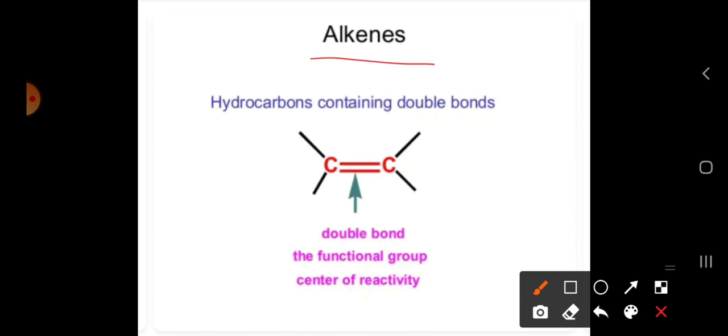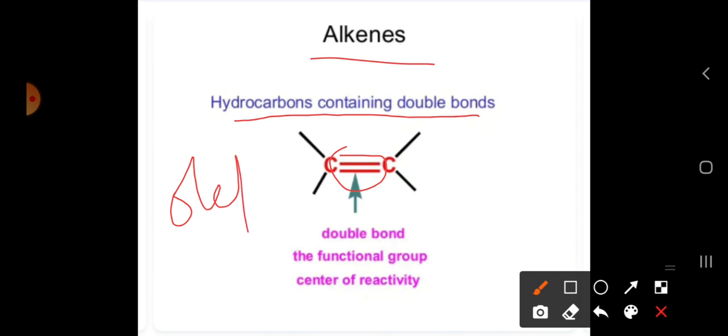Alkenes or alkynes are also known as compounds with multiple bonds. The hydrocarbons containing double bonds, that is carbon and hydrogen containing double bonds, we call alkenes. Here this is a double bond, and in Greek words these are called olefins.